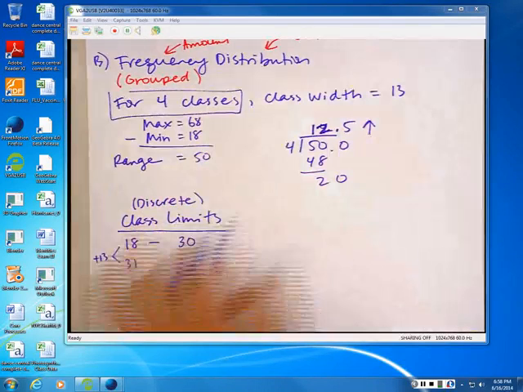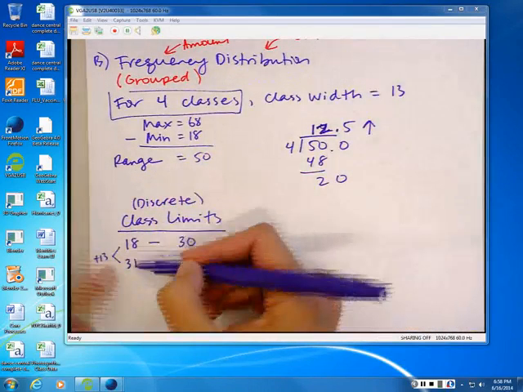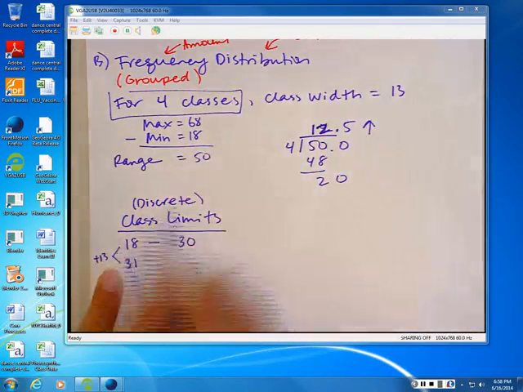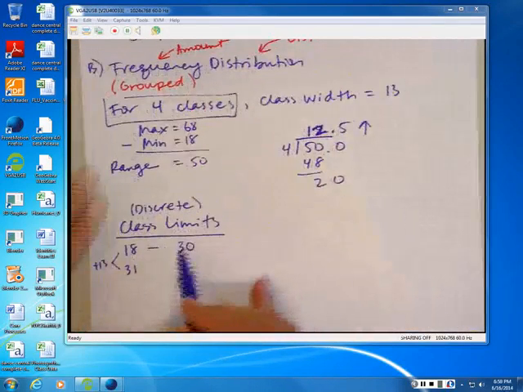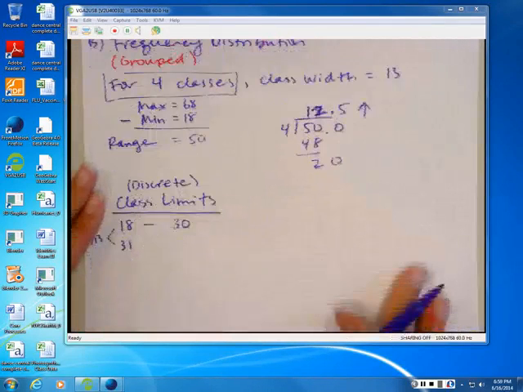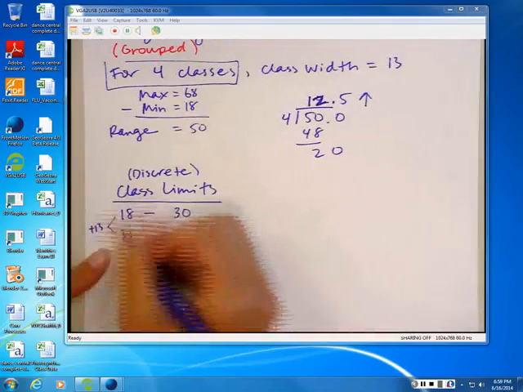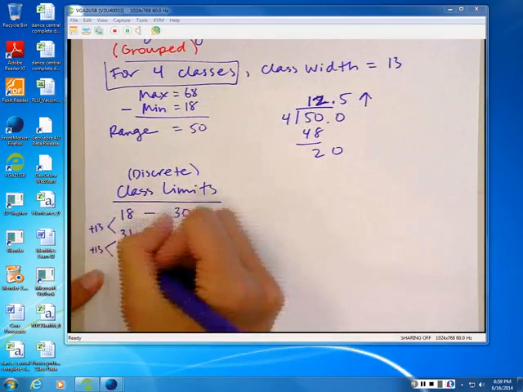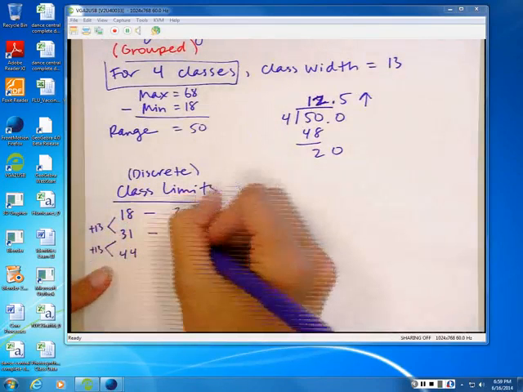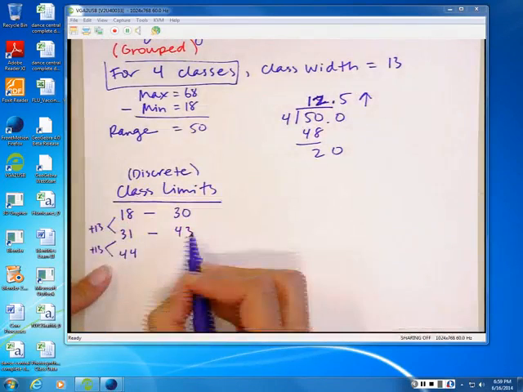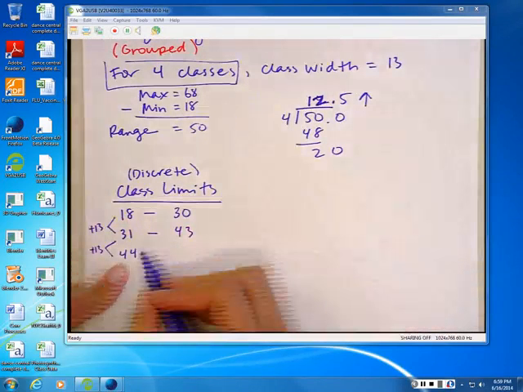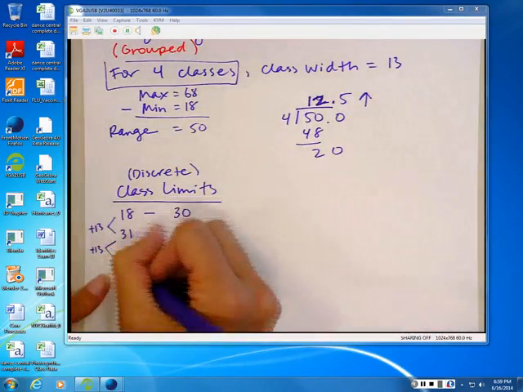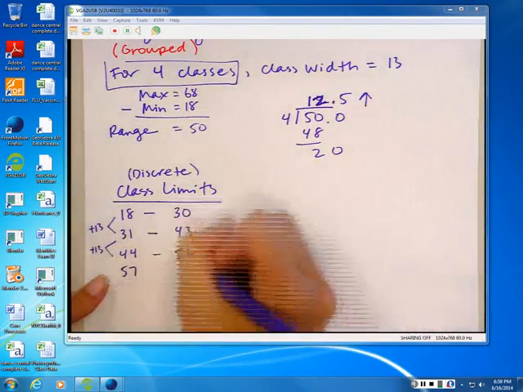Now I want 13 between one minimum and the next, so that gives me 18 to 31. But I need to put the last value, which would be 30, in that first class. Continuing on like this, 31 plus 13 is 44, so that would be 43 as the max over here, the upper value. Lower value 44. 44 plus 13 is 57, so that would give me 56 here.